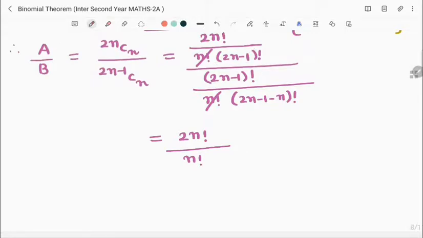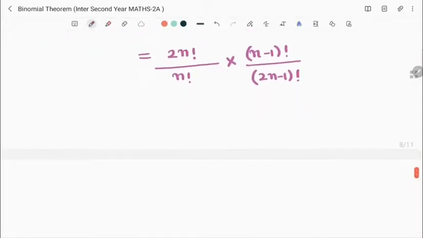So next, into denominator of denominator numerator. If you simplify this, 2n minus n is n only, no? So we can write as n minus 1 factorial divided by 2n minus 1 factorial.